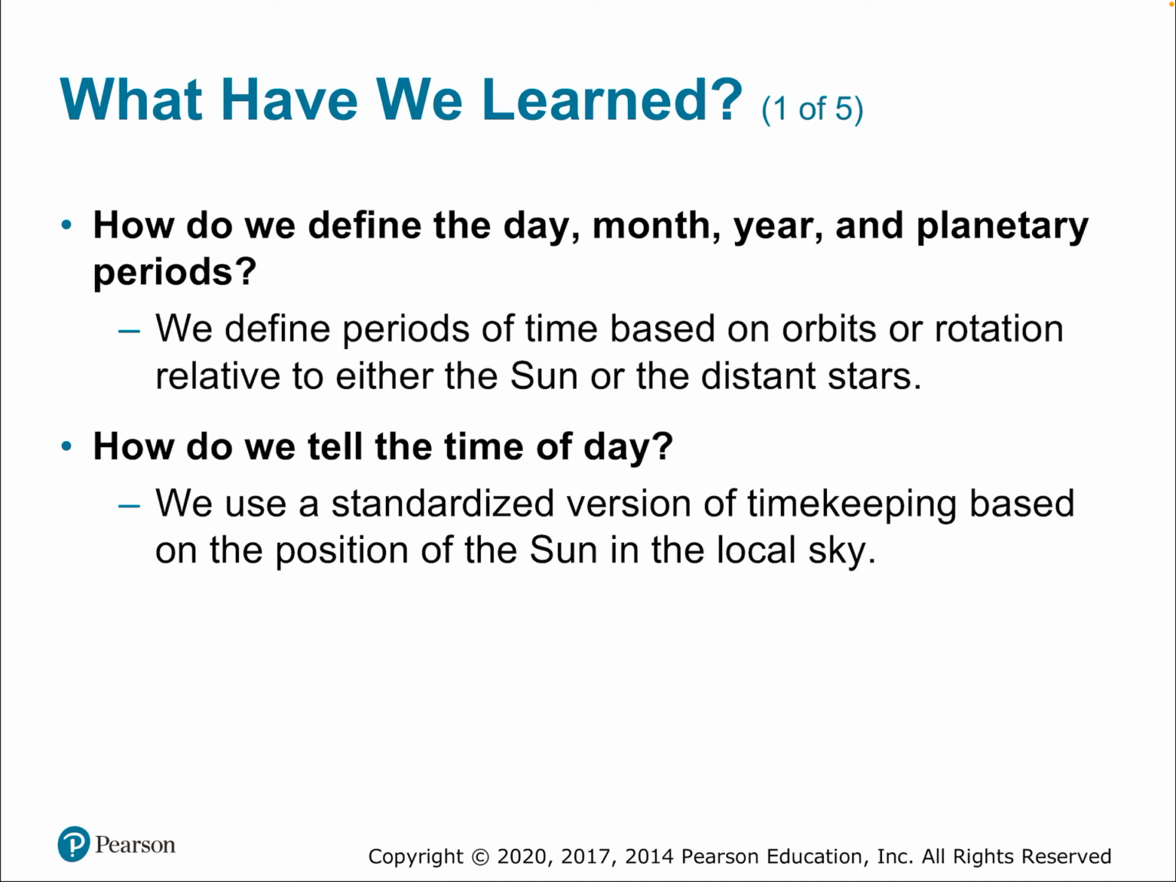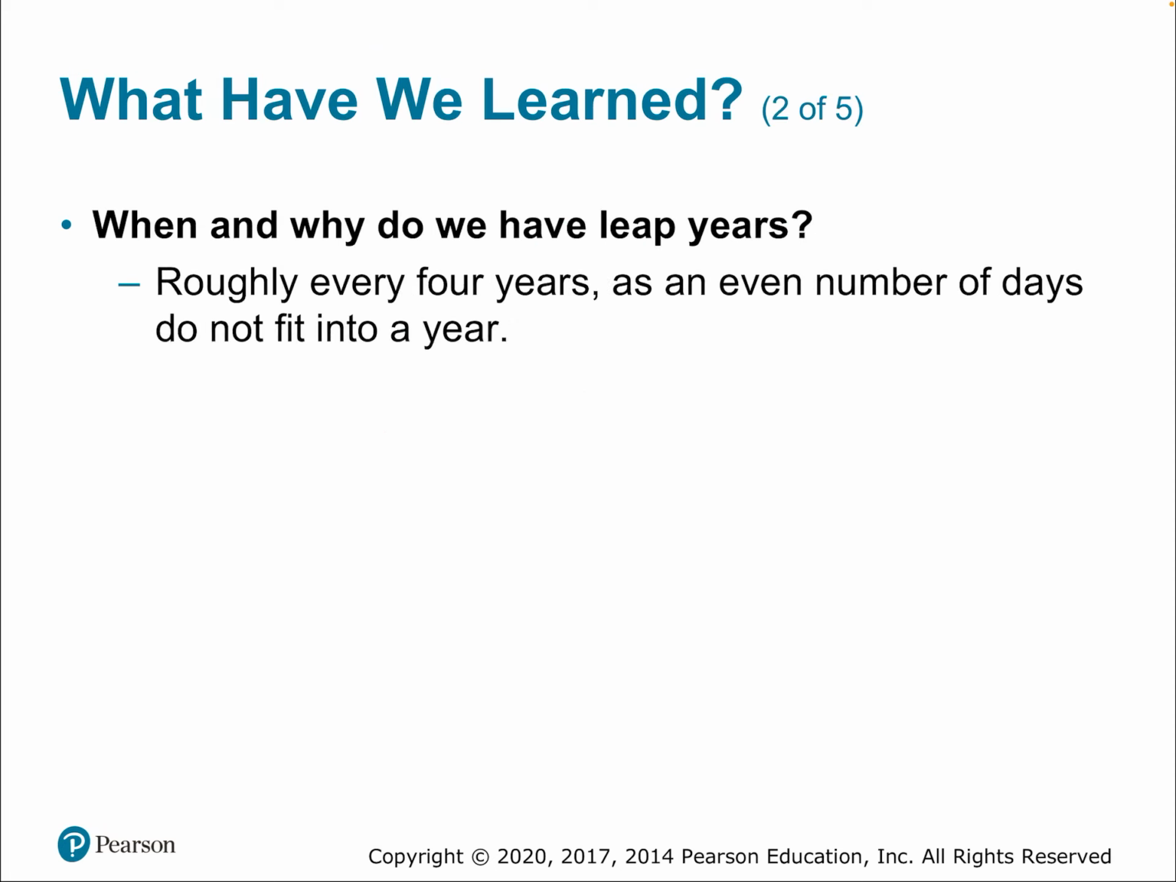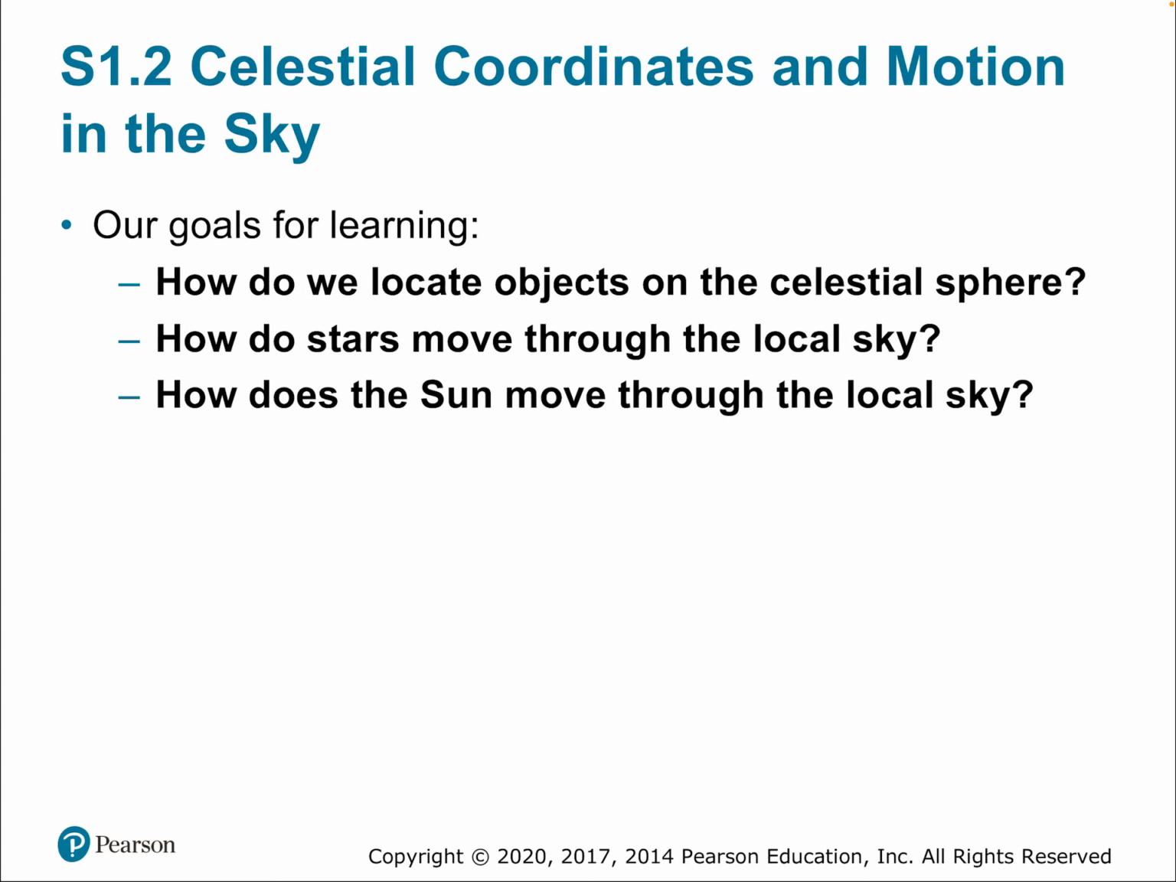So what have we learned in this first section? Well, we've answered the question, how do we define the day, month, year, and planetary periods, right? We talked about all those differences between sidereal and solar, or sidereal and synodic. We also talked about how we tell time in terms of basing it off of noon and having standard time. And we briefly mentioned that because the year is not exactly 365 days and it's closer to 0.25, well, then we can have a correction every 4 years and have 1 extra day on a leap year. And I guess that extra day you could call the leap day. All right, on to the second section.